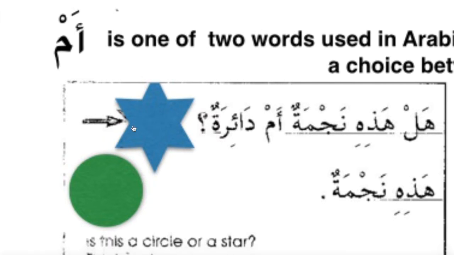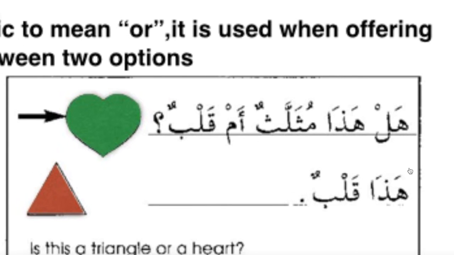So what is this? Where do you see the arrow here? Najmatun. Excellent. So you just have to give an answer. You can't just say najmatun. You have to say this is a star. So you have to say hadihi najmatun. So we're going to practice some more.